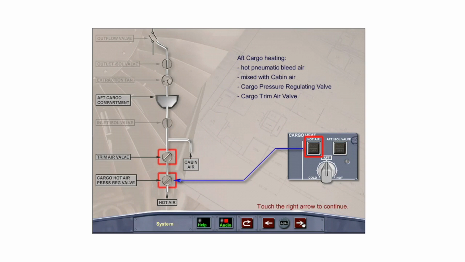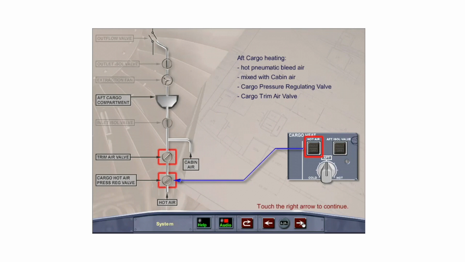The aft cargo compartment is heated with hot pneumatic bleed air, which is tapped upstream of the packs and mixed with cabin air before entering the cargo compartment. The hot pneumatic air is pressure regulated by the cargo pressure regulating valve, which is pneumatically operated and electrically controlled from the hot air push-button switch located on the overhead cargo heat panel.